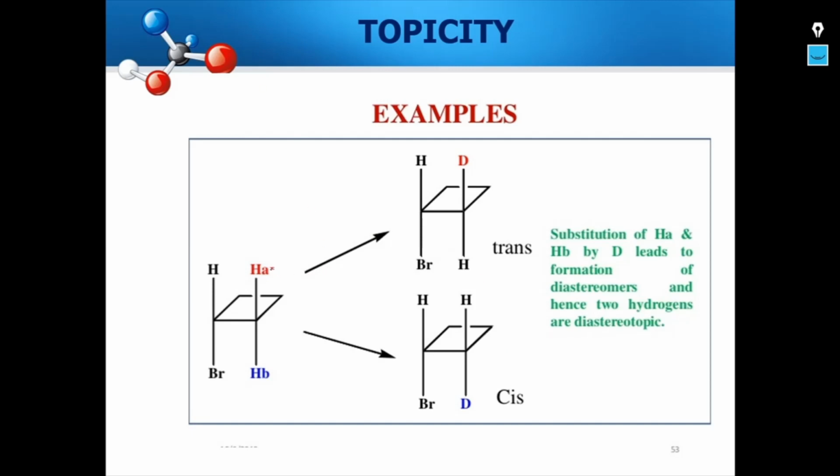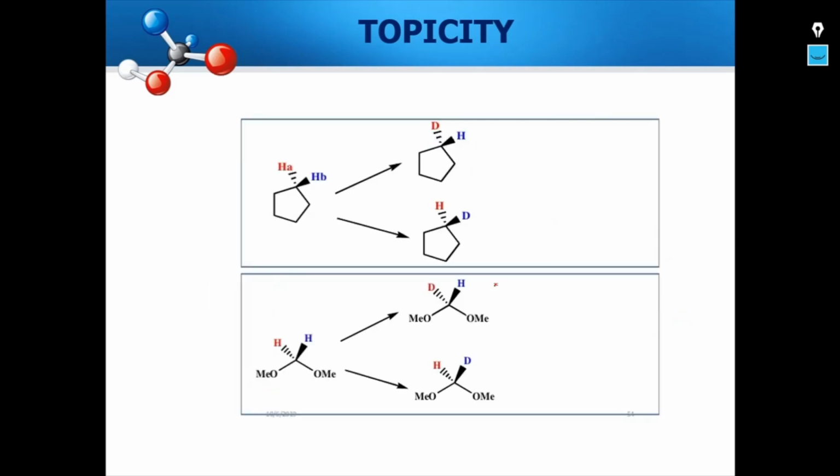Let's take a few examples here. So we have two hydrogens over here, and if we replace these two hydrogens by deuterium, we are going to end up with a cis and trans. They are diastereomers, so the two hydrogens are diastereotopic.